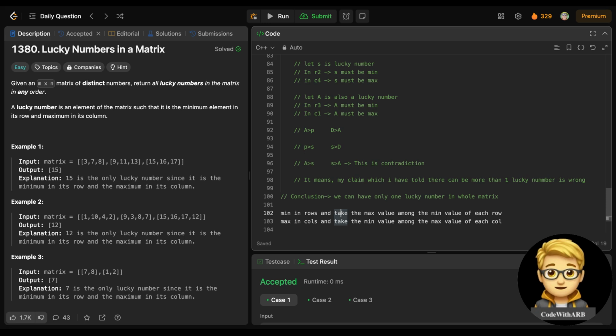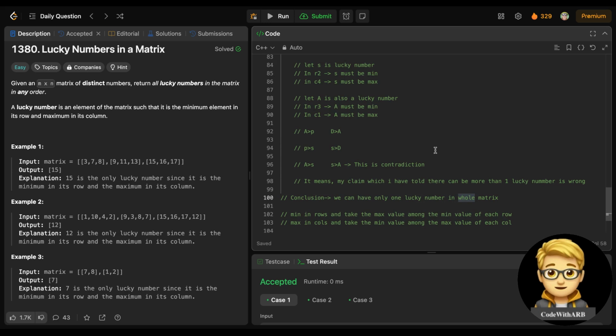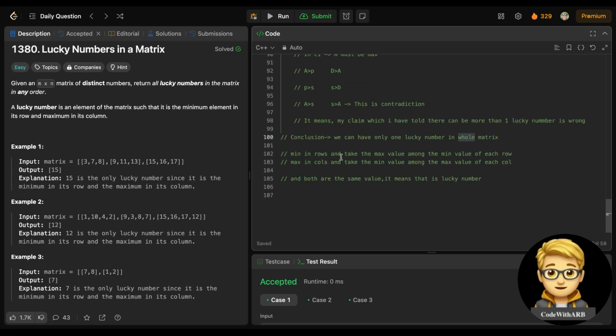So we need to find the minimum in all the rows and take the max value among them. And for verifying it, we take the opposite: we take the max in columns and take the minimum value. If both are the same, then we will definitely know that this is a lucky number, because I ultimately know that we can have only one lucky number, and it should be the min in rows and the max in columns.